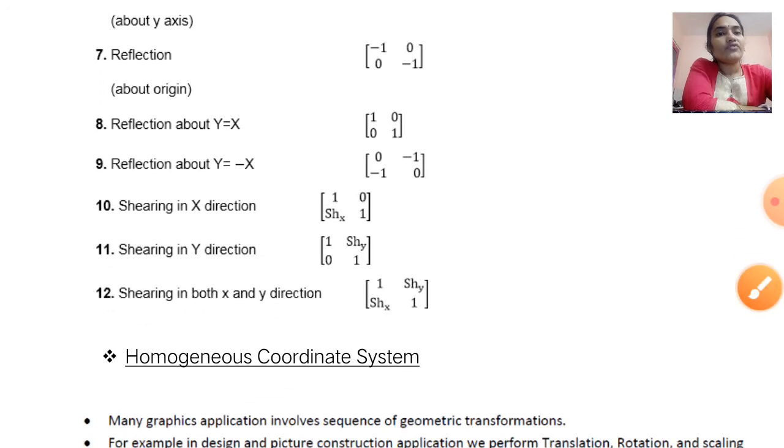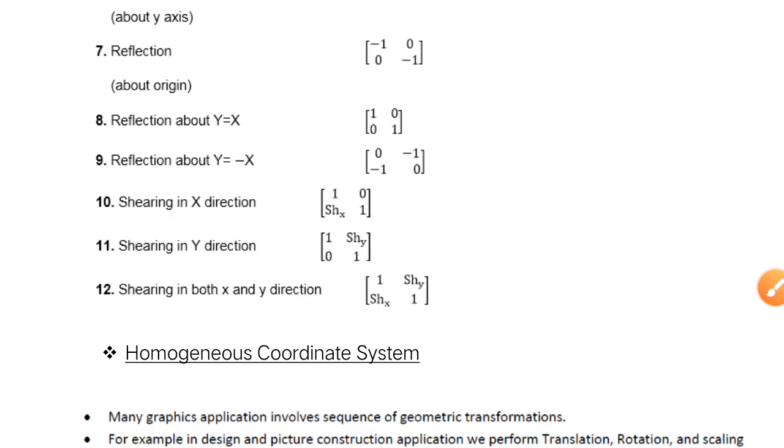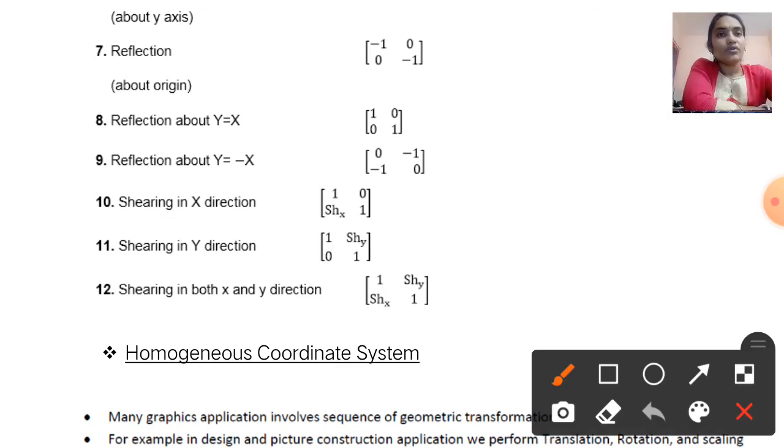Next, reflection about y equal to x is 1 0 0 1 as written, and reflection about y equal to minus x is 0 minus 1 minus 1 0. This is the 2D matrix representation for the different types of 2D transformation.